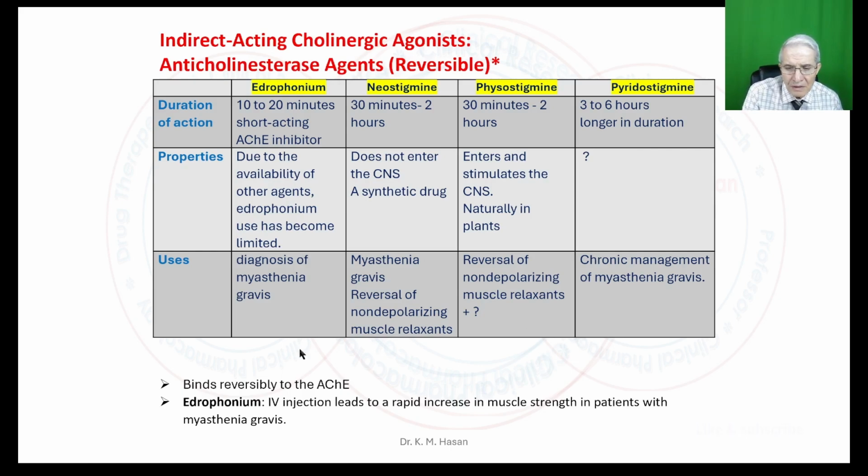We need to focus on an important issue here, talking about the acetylcholinesterase inhibitors. This group of medication binds reversibly, meaning it binds and leaves the receptor, according to the law of mass action if you have any increased level. Edrophonium is available as IV injection, used for diagnosis of myasthenia gravis. However, for the treatment, we have pyridostigmine.